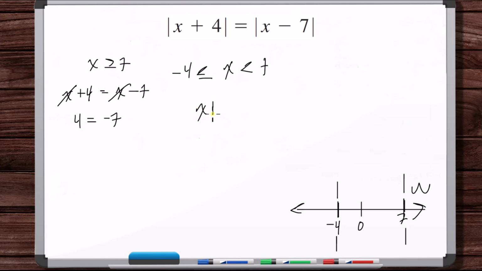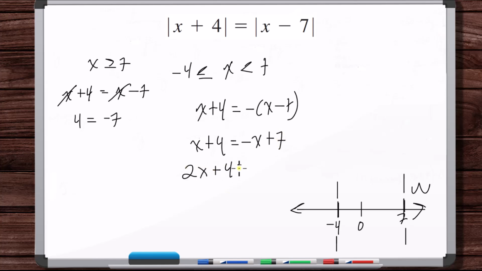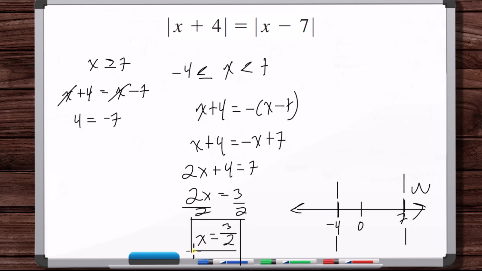So in that case, we've got x plus 4 is minus x minus 7. So x plus 4 is minus x plus 7. Add x to both sides. Subtract 4 from both sides. Divide both sides by 2. Okay, is this between minus 4 and 7? Yes. That's a solution.